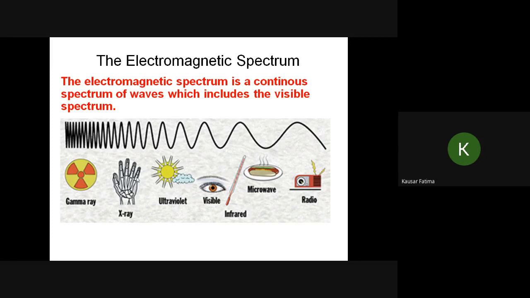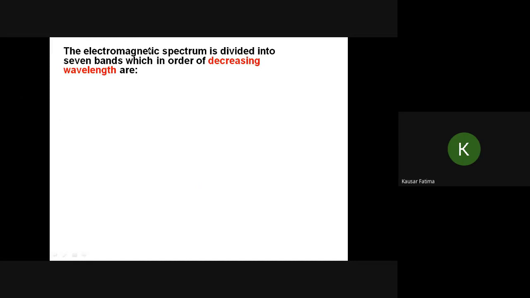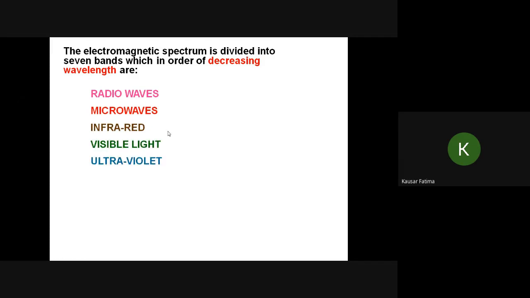These are the categories of electromagnetic waves. The radio waves have the longest wavelength, which means the lowest frequency, and gamma rays have the shortest wavelength and highest frequency. It is divided into 7 bands, which in order of decreasing wavelength are radio waves, with the longest wavelength. As we go further, the wavelength will decrease: microwaves, infrared, visible light, ultraviolet, X-rays, and then gamma rays.